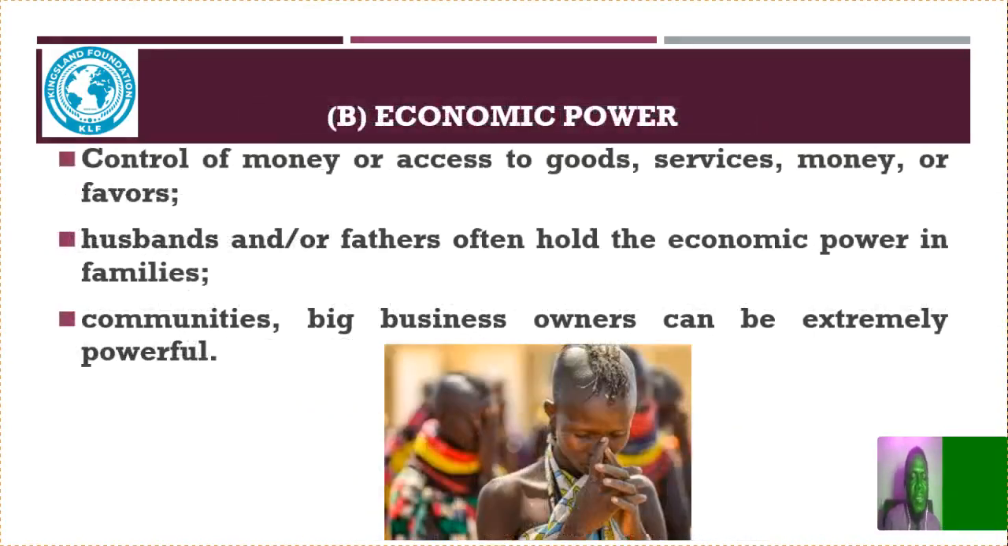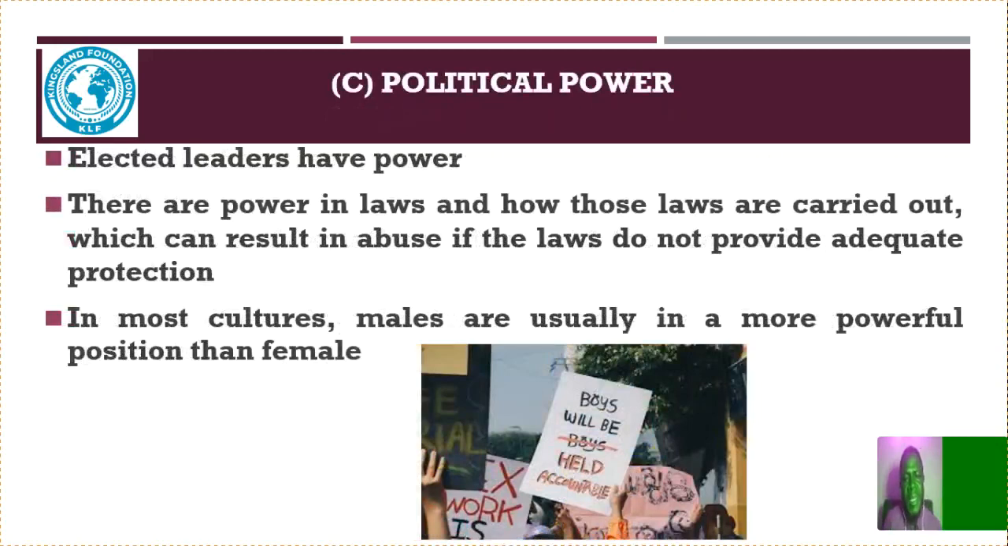Economic power has to do with control of money or access to goods, services, money, or favors. Husbands and fathers often hold the economic power in families. They are the breadwinners. In communities, big business owners can be extremely powerful as well. Of course, for political power, it's true that elected leaders have power. There are powers in laws and how those laws are carried out, which can result in abuse if the laws do not provide adequate protection for the vulnerable.